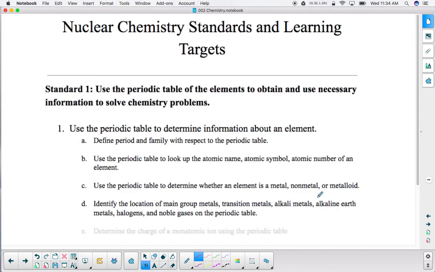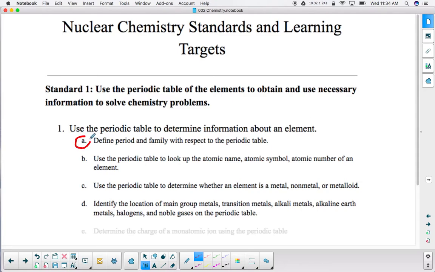In your yellow learning targets packet, notice that your learning target, number 1, also falls underneath a standard, 1. We refer to this learning target, using the periodic table to determine information about an element, as being target 1.1. Under standard 1, target number 1.